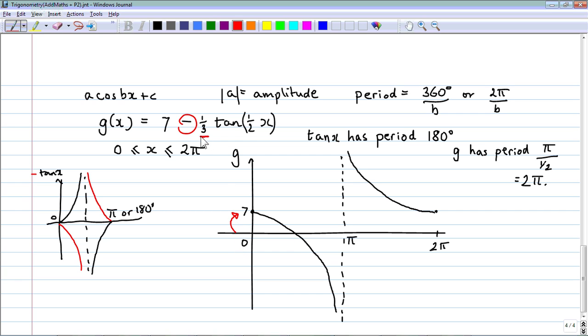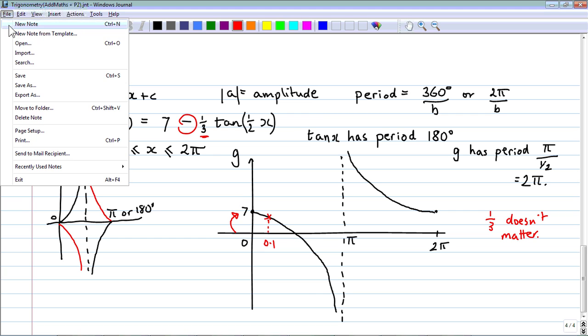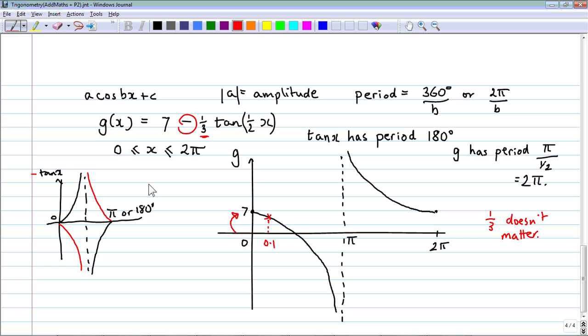Now, an interesting point is, what is the importance of this 1/3? The answer is, for this graph, the 1/3 doesn't matter. Of course, it does matter for any individual number on the graph. So if I wanted to calculate this point, where this was, I don't know, 0.1 or something, then I would need that 1/3, but it's not going to affect the shape at all. So that was maybe an unusual example, but I hope it was helpful.